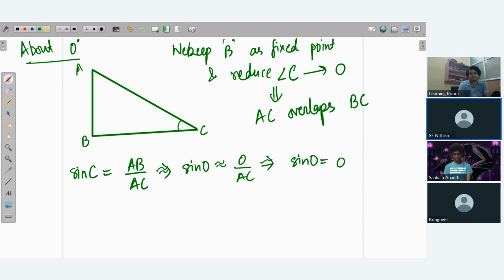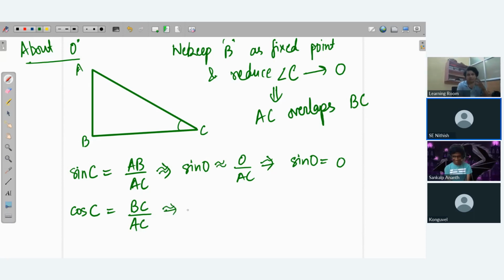Understandable? Yes, sir. So many equal to signs, sir. Why is it squiggly? That squiggly thing is approximate, right? What is cos C? The cos C is BC over AC.